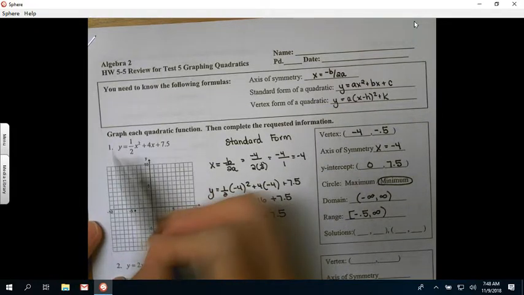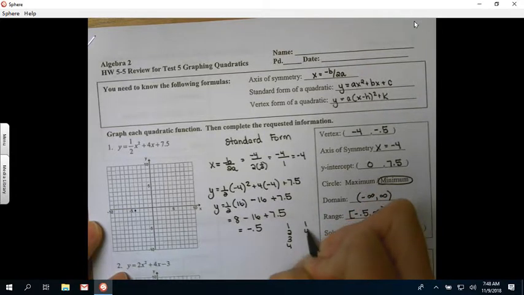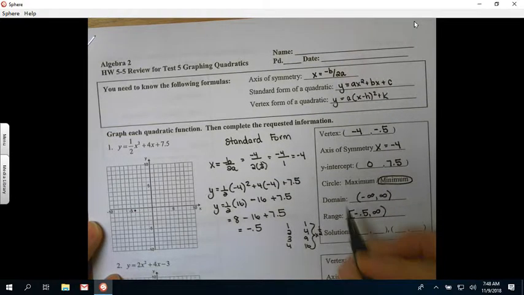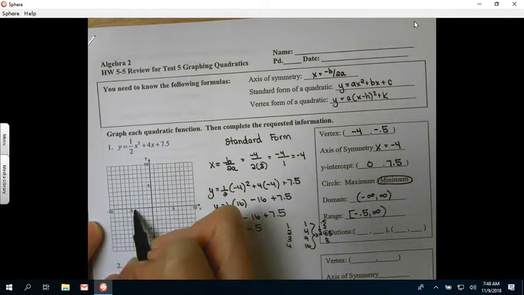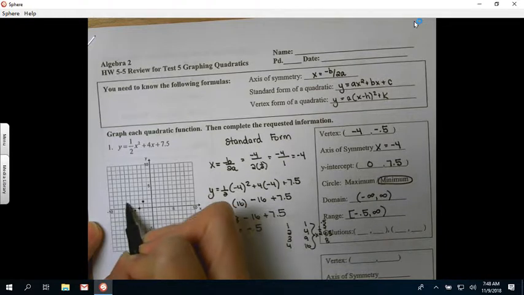Now I use my counting pattern. Normally, this is my counting pattern, but I need to multiply those all by 1/2. So if I multiply them by 1/2, I get 0.5, 2, 4.5, and 8. So if I go out 1, I'm going up 1/2. If I go out 2, I'm going up 2.